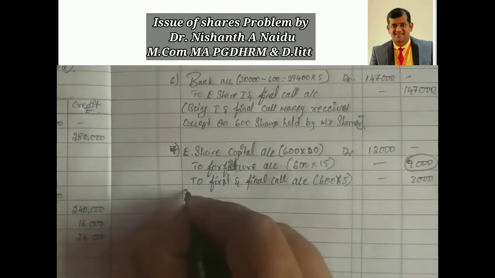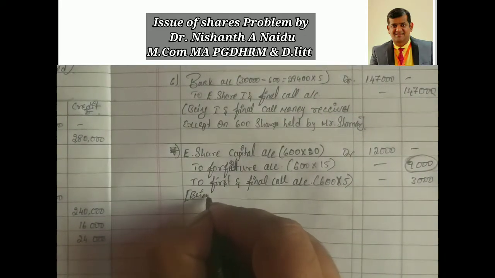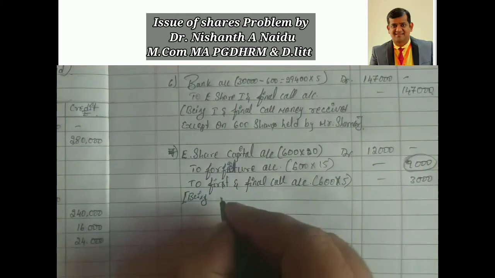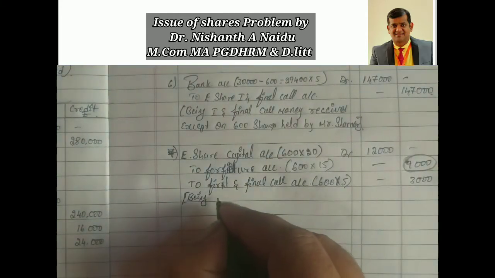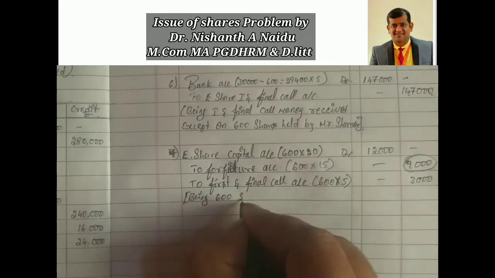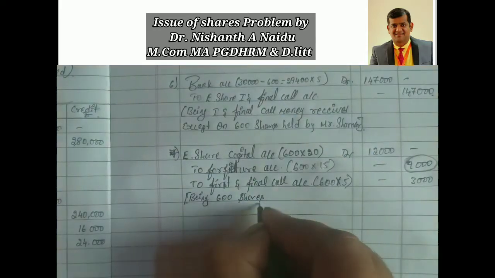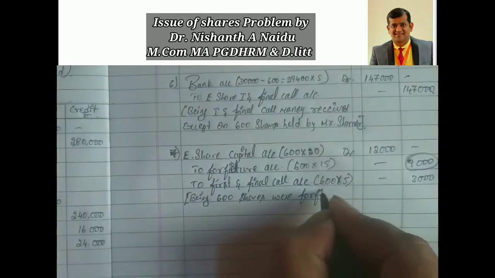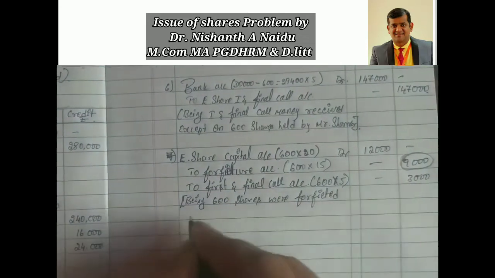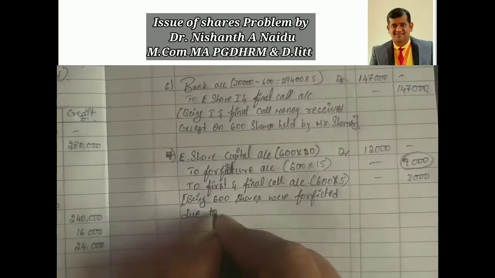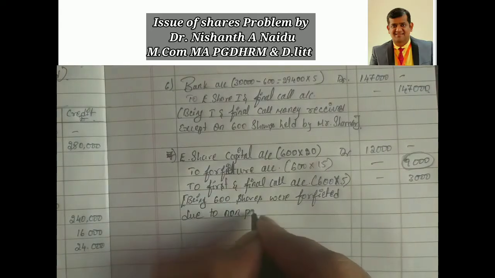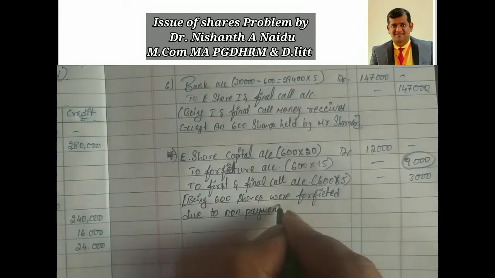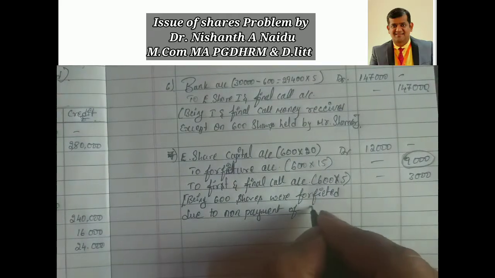Okay, write down the narration: being 600 shares were forfeited due to non-payment of call money.